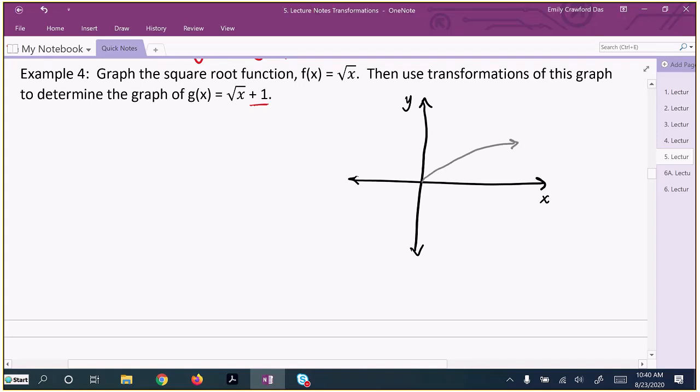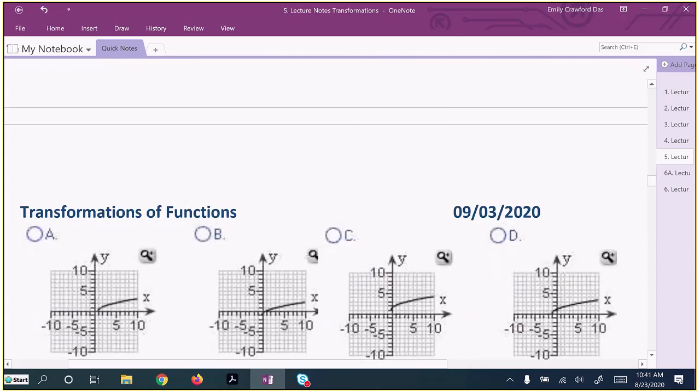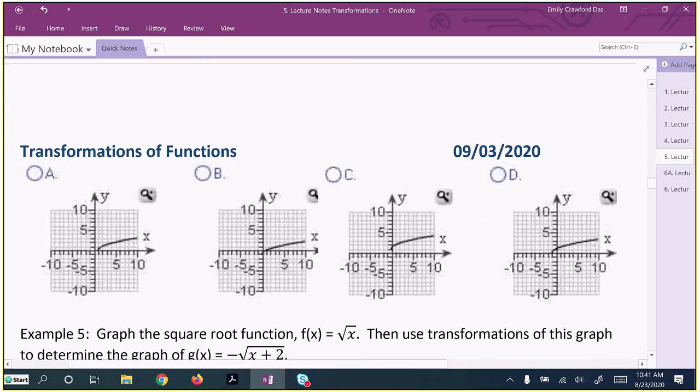And we know that the point (0, 0) should be on the graph, (1, 1) should be on the graph, and (4, 2) should be on the graph. Okay, so if I want to take this graph square root of x and add 1 to the y coordinate, that should be shift up by 1 unit. So shift up by 1. Then let's look at our choices of graphs and try to determine which of them is shifted up by 1.